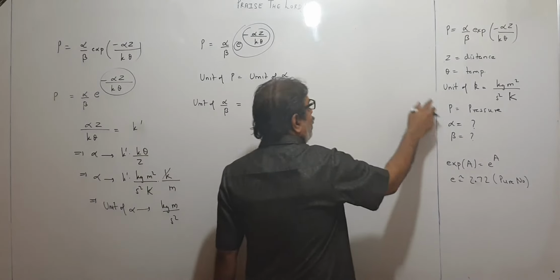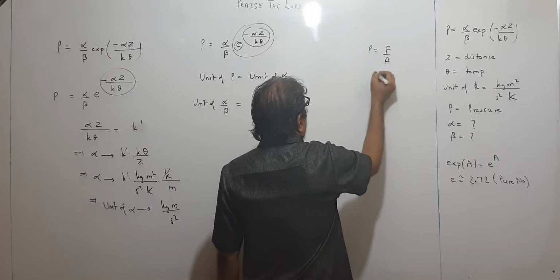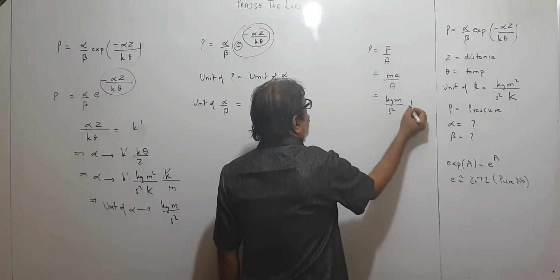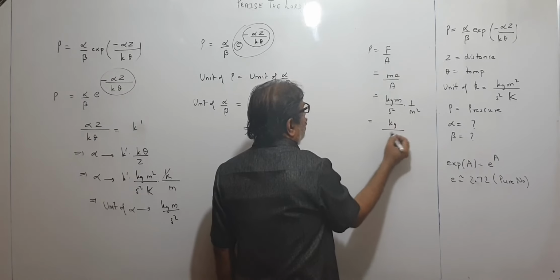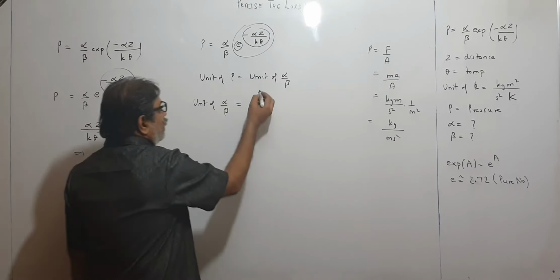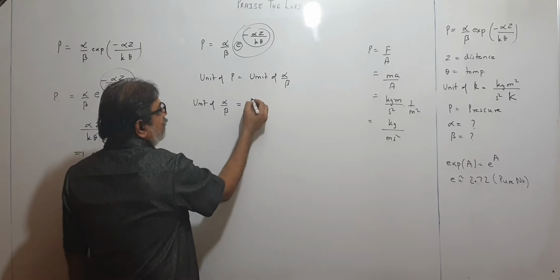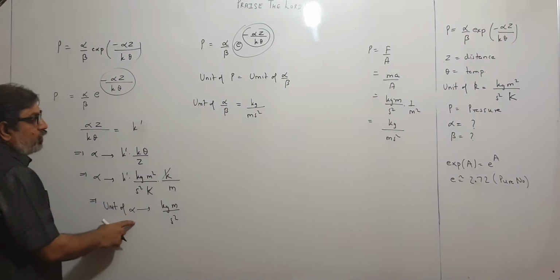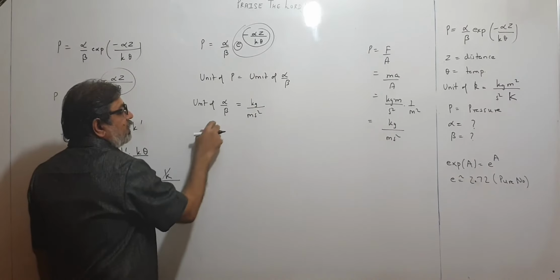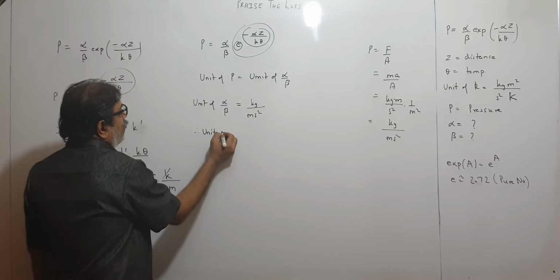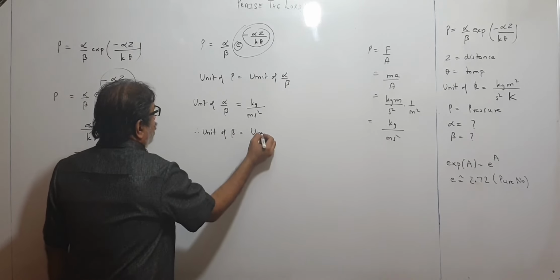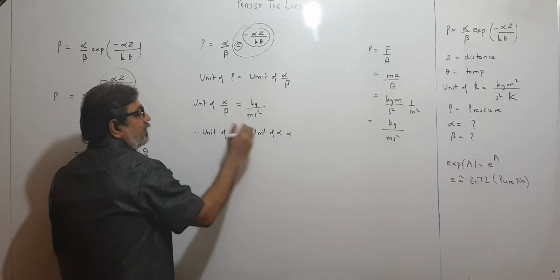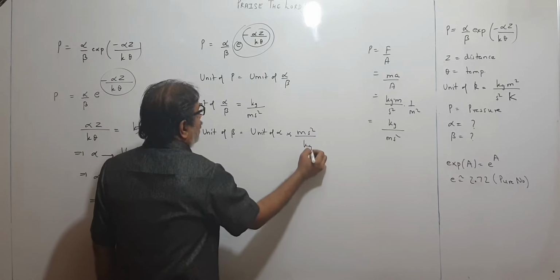P is pressure. Pressure means force upon area. Force means mass acceleration upon area. So kg meter per second square, 1 upon meter square, that is kg upon meter second square. Fine. So the unit of alpha upon beta is the unit of pressure. Pressure means how much? Kg upon meter second square. And the unit of alpha I know. If I want beta, the beta goes over here and this comes over here. Therefore, the unit of beta will be the unit of alpha into this thing. This will be meter second square upon kg.